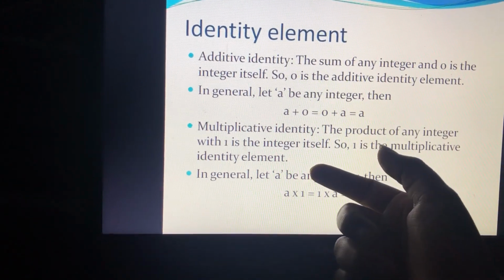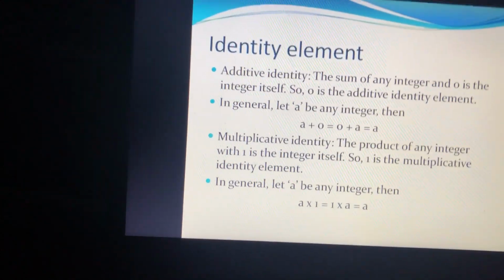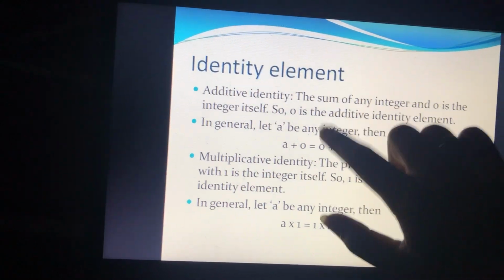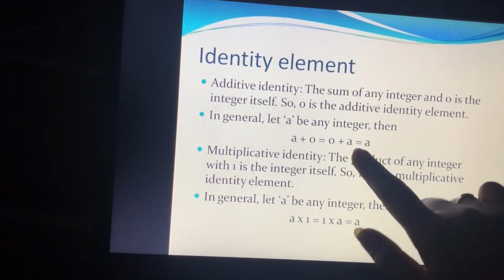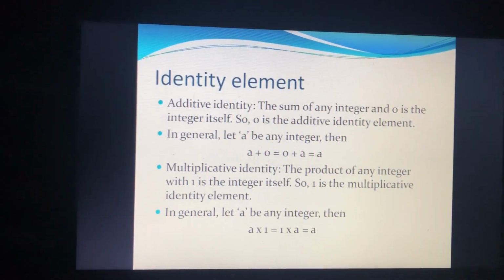When it comes to multiplication, when we multiply any integer with 1, जब हम किसी भी नंबर को 1 से मल्टीप्लाई करते हैं, we get the same answer. आइडेंटिटी मीन्स किसी को भी ऐड और मल्टीप्लाई करके आंसर सेम आना चाहिए. So 0 is the additive identity and 1 is the multiplicative identity.